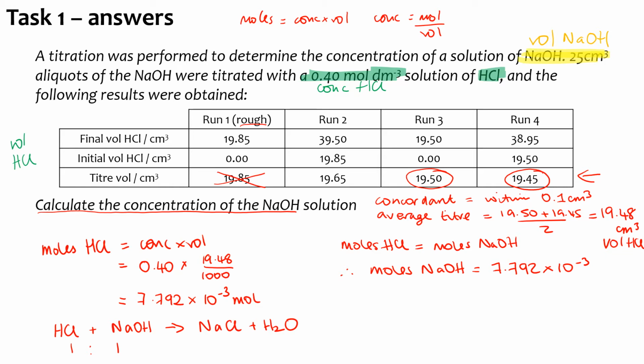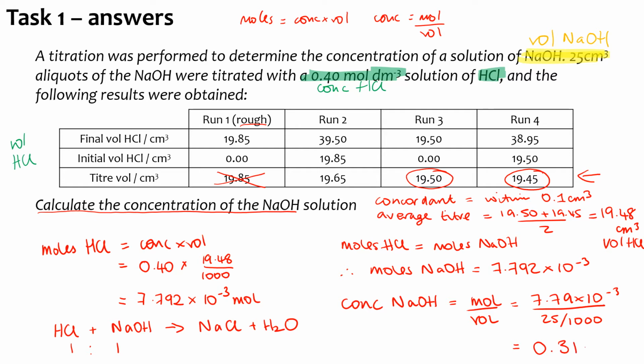Now we know the volume that I've highlighted in yellow of sodium hydroxide was 25 centimeters cubed, and we've worked out how many moles there were, so we can now work out the concentration of NaOH as the question is asking us, and that will be the moles divided by the volume. 7.792 times 10 to the minus 3 divided by 25 over 1,000, again putting it in decimeters cubed, and that gives us a concentration of 0.31 mole per decimeter cubed.